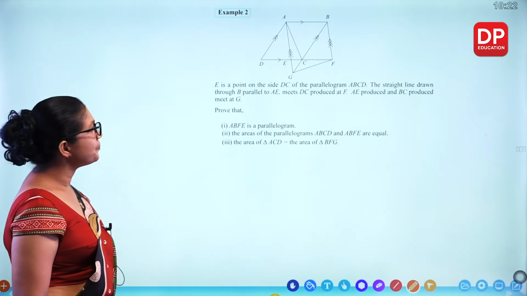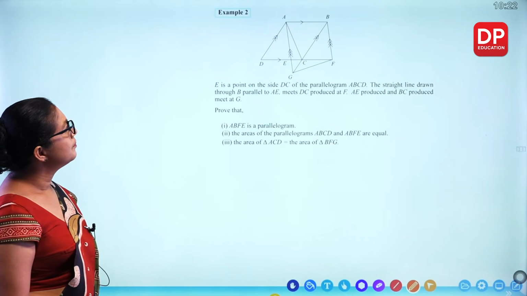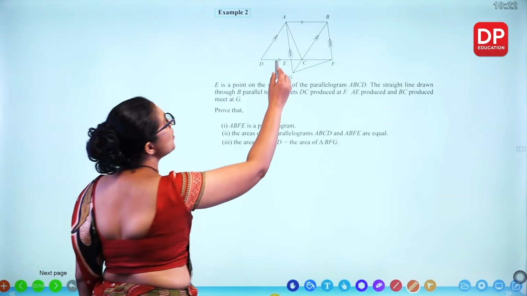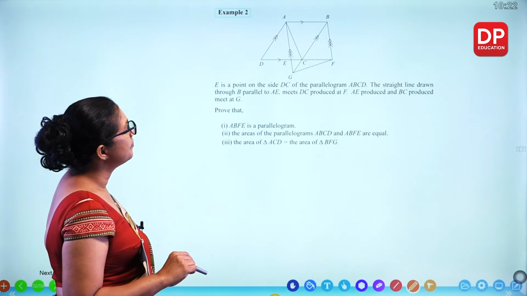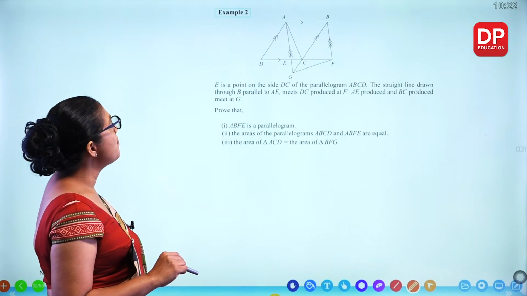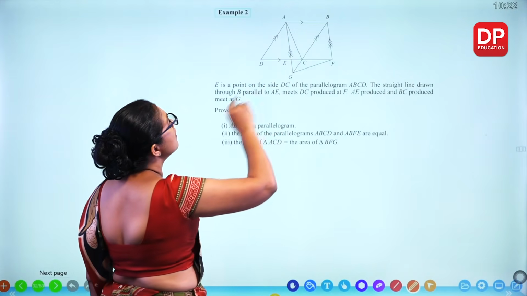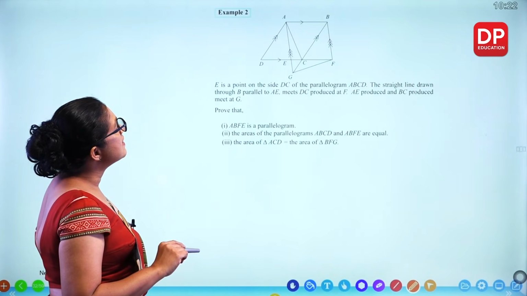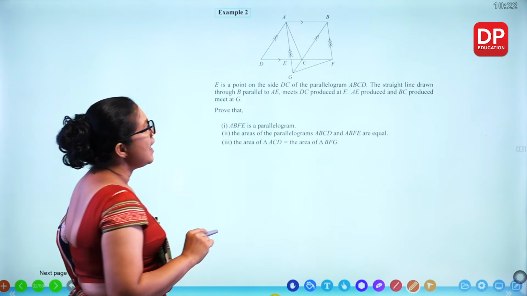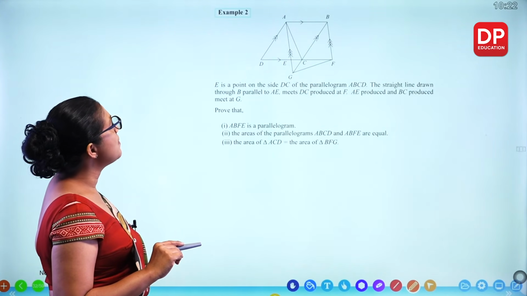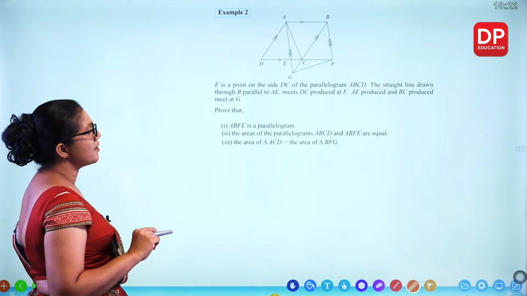Example number 2. E is a point on the side DC of the parallelogram ABCD. The straight line drawn through B parallel to AE meets DC at point F. AE produced and BC produced meet at G. Prove that ABFE is a parallelogram.